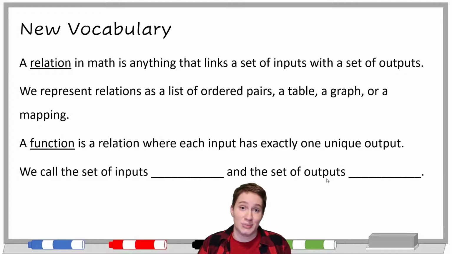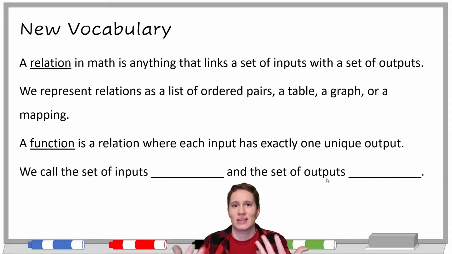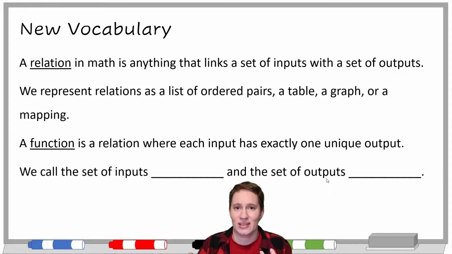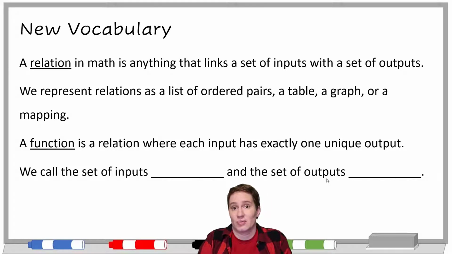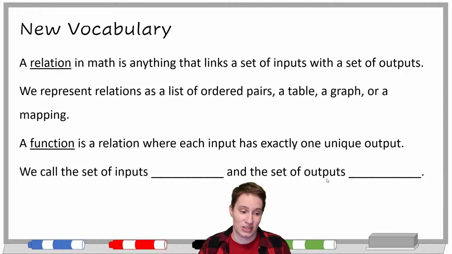A function is a specific kind of relation that we care a lot about in math. It's a relation where each input has exactly one unique output. And if you think about it, that makes sense, right? When you do something, something happens, cause and effect. And so we like functions for that reason, that they're predictable and things like that. And so what we're going to start off with here is seeing what functions look like and how to tell when something is or isn't a function.